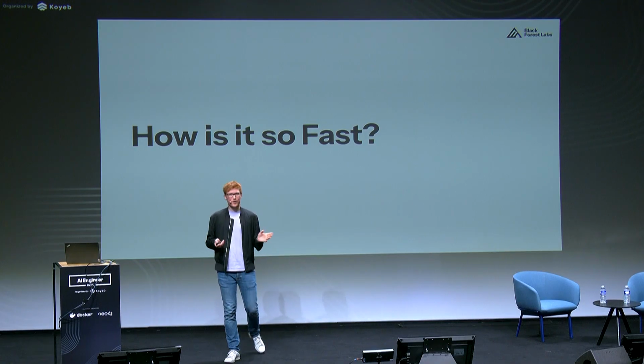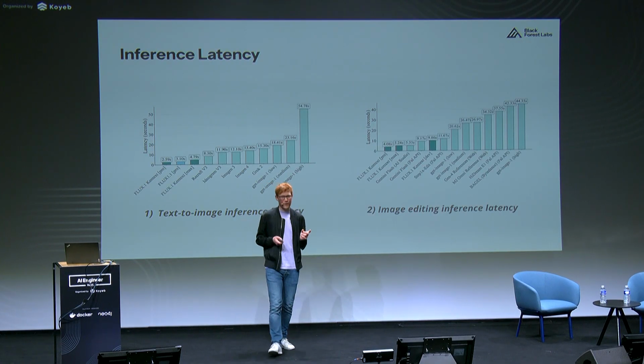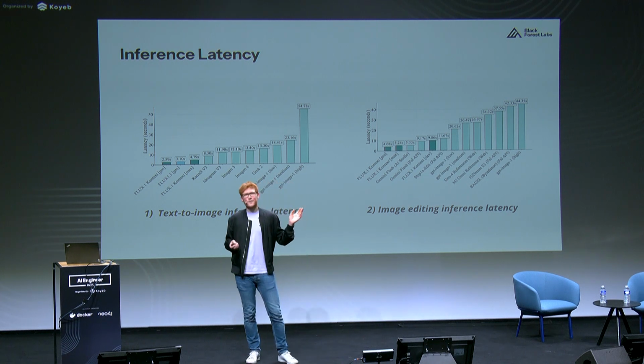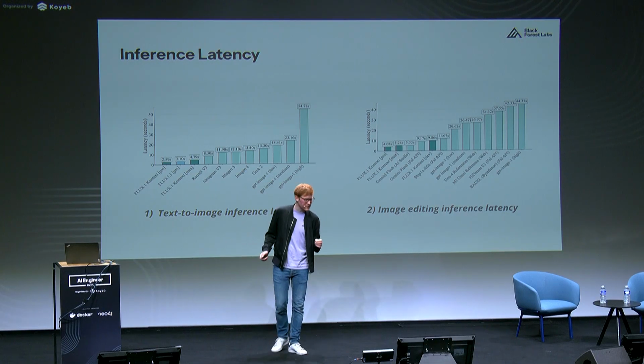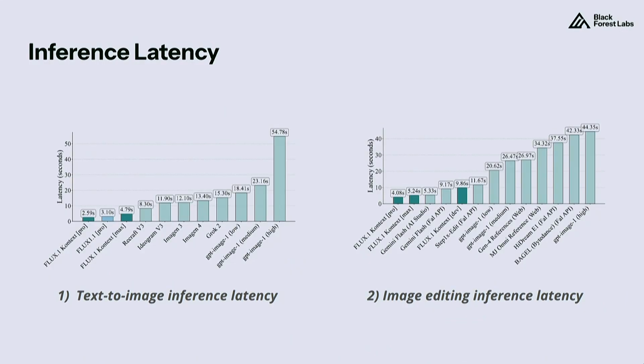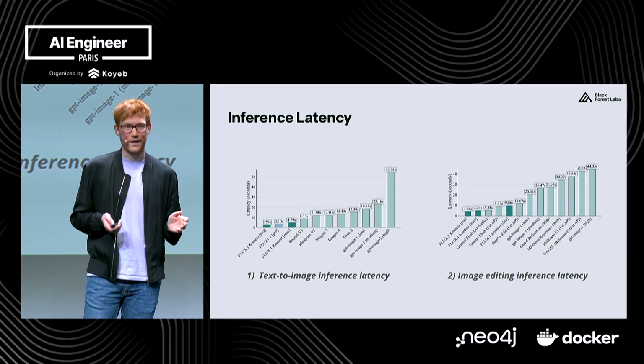Last question I want to answer, how is it so fast? I think whoever knows the Flux models knows that they are pretty fast. What do I mean when I say fast? They are up to an order of magnitude faster than the competition. So we see the Flux models here on the left side of each plot, and this is both for image editing and image generation. So they are always on the left side, and say for image generation, we are 25 times faster than GPT-1 image, for instance. We are still for image editing up to 10 times faster than the slowest competitive model.